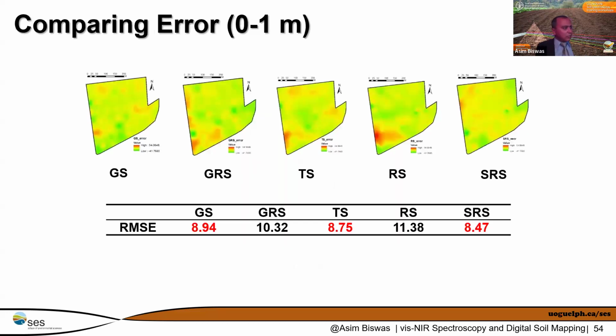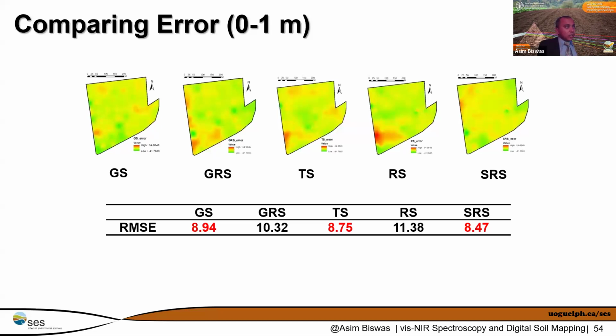Then as we go through, we can see the uncertainty associated with those maps as well. Uncertainty means the difference between the map created by all 148 locations and the maps created by a lesser number of samples. Across the field, the RMSE values were lowest for grid sample, transect sampling, and SRS, whereas the RS and GRS tend to have quite a bit of uncertainty.